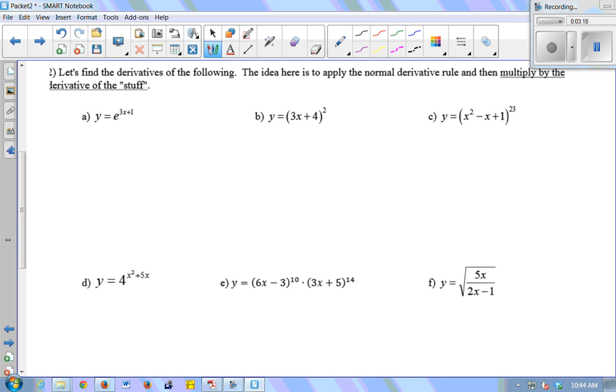Think of this first one as y equals e to some stuff. What is the derivative of y equals e to some stuff? E to some stuff, right? The derivative of e to the x is e to the x, so the derivative of e to some stuff is e to the stuff. But then you're not quite done. When you're taking the derivative of a composition, you apply the normal rule, but then you also have to multiply by the derivative of the stuff. The derivative of 3x plus 1 is 3. So in this case, y prime would be 3e to the 3x plus 1.